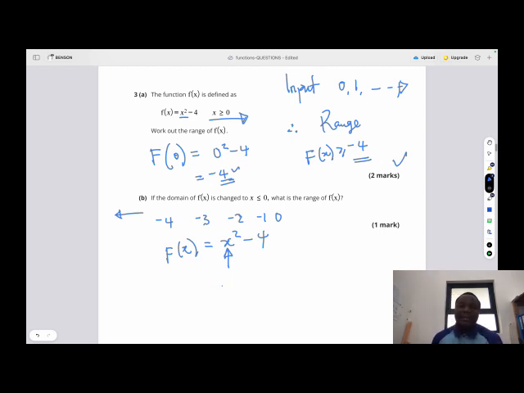So we're going to say 0 squared minus 4 would give us negative 4. Then you try negative 1 squared, I put it in brackets here, it will give you 1 minus 4, which gives you negative 3. If you try negative 2 squared, that is going to give you 4, and then 4 minus 4 will give you 0. So you can see that as we go down on the negative values, the numbers keep getting bigger, which is the output for f of x. So it simply means, again, negative 4 is the least value.